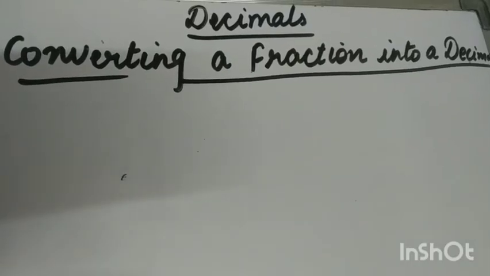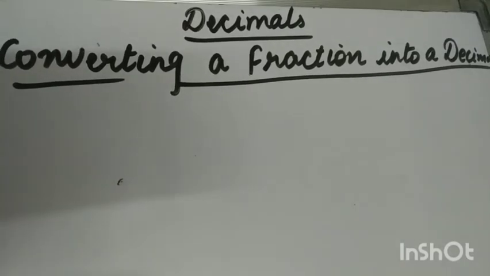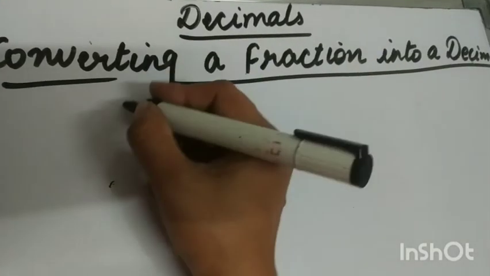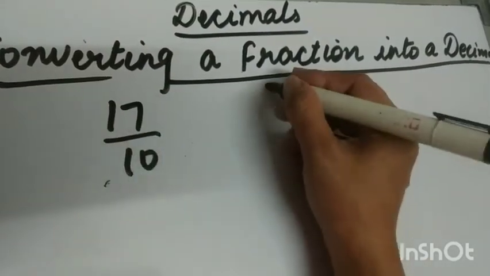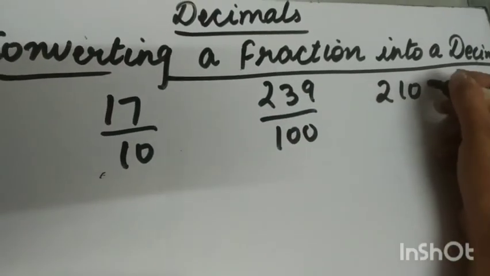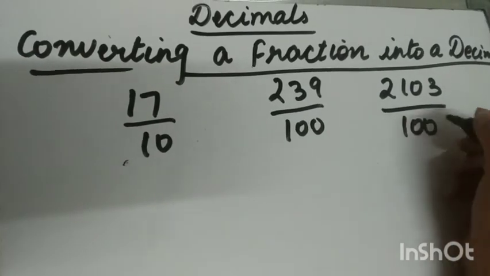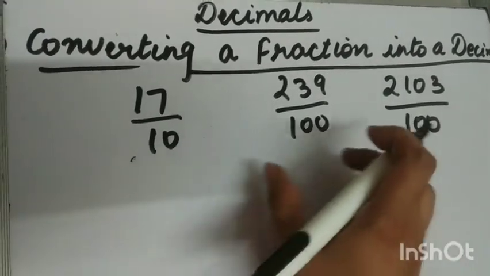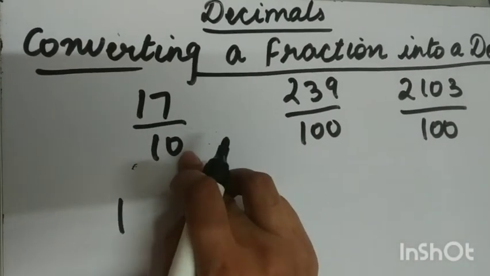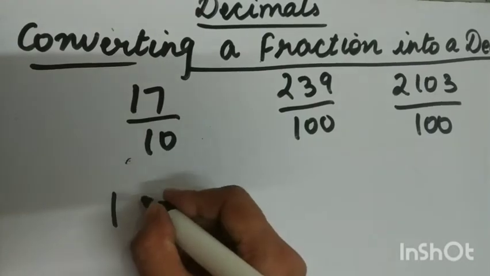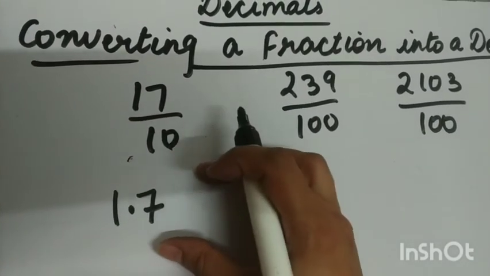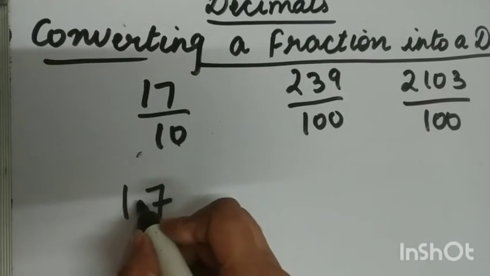Next is converting a fraction into a decimal. When the denominator of a fraction is a power of 10, suppose 17 upon 10 or 239 upon 100 or 2103 upon 100, like this, then what we do, we just count the number of zeros. Here the number of 0 is 1. So we place the point at the second position. We will leave one digit from the right and put a point.